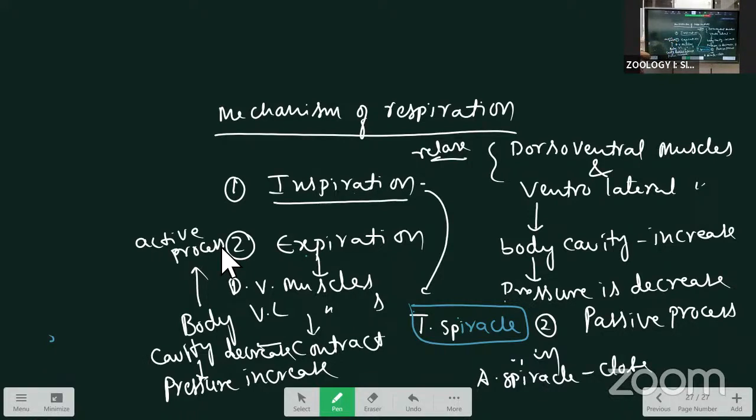Next, what is the mechanism in the expiration time? In the inspiration time, thoracic spiracles are kept open and the abdominal spiracles are closed. In the expiration time, it is the opposite: thoracic spiracles are closed and abdominal spiracles are open.